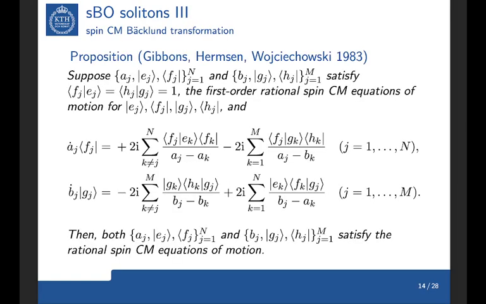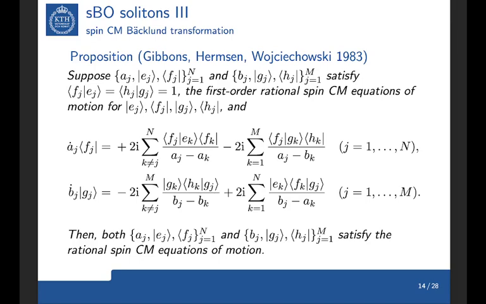So the proposition that we need a reduction of is the following. It gives a relation between certain solutions of distinct spin CM systems. So the statement is as follows. Suppose we have one set of variables, AJ, EJ, FJ, and a second set of variables, BJ, GJ, HJ, which satisfy the usual inner product constraints and also the first order rational spin CM equations of motion.